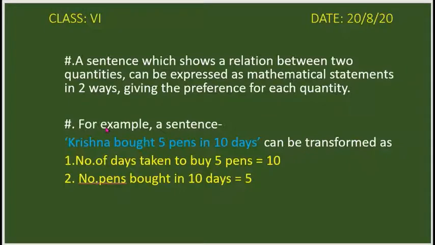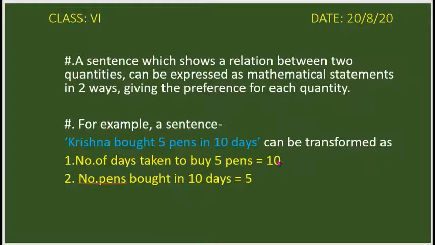For example, Krishna bought 5 pens in 10 days. This is a sentence, and here we have two quantities: the number of pens and the number of days. Now if you give the preference to days, the same sentence can be written as: number of days taken to buy 5 pens equals 10. If you give the preference to pens, without changing the meaning, we can write: number of pens bought in 10 days equals 5.